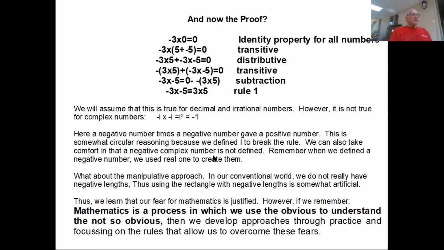We will assume that this is true for decimal and irrational numbers. However, it's not true for complex numbers. Minus i times minus i is equal to i squared, which is minus 1. Here, a negative number times a negative number gave a positive number. This is somewhat circular reasoning because we defined i to break the rule. We can also take comfort in that a negative complex number is not defined. Remember, when we defined a negative number, we used a real one to create them.